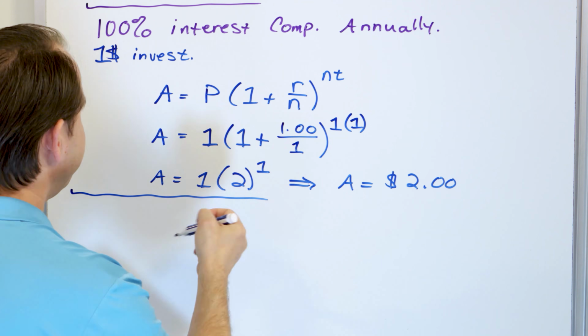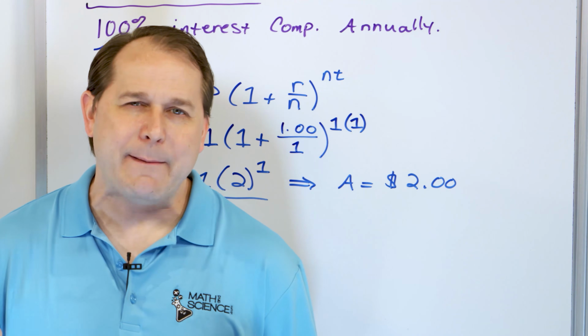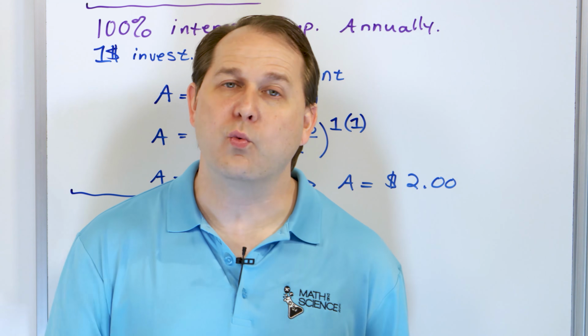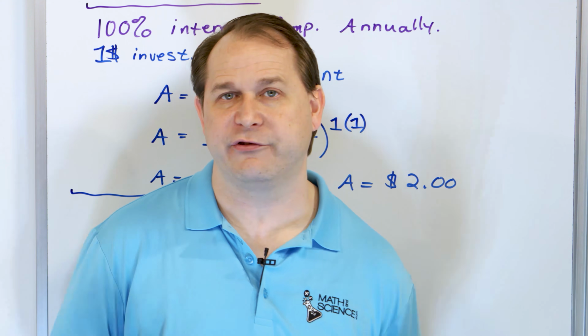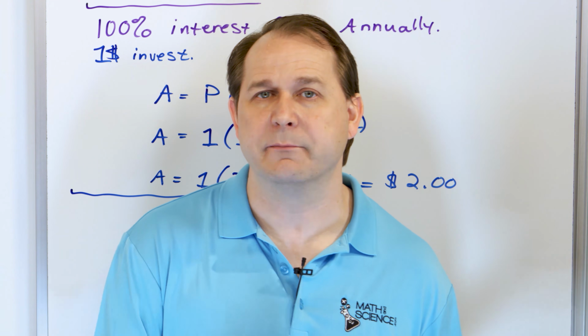I don't want to circle that actually, that's just an intermediate answer. Now let's change it a little bit. Now what happens if I do the exact same calculation? I still give you 100% annual interest rate, but now I'm not going to compound it annually. Let's compound it every 6 months.